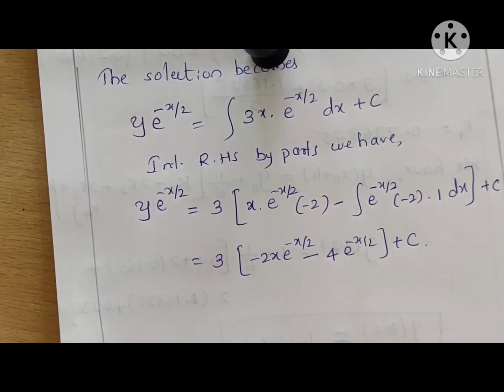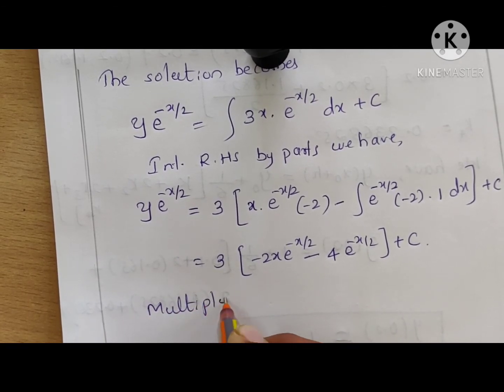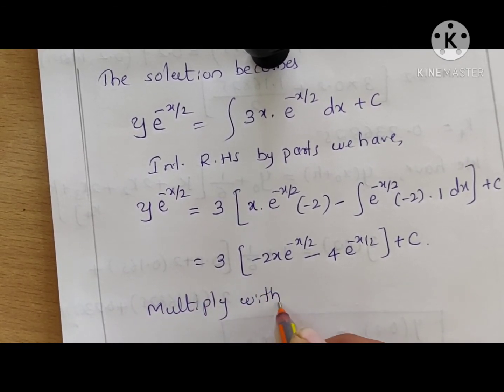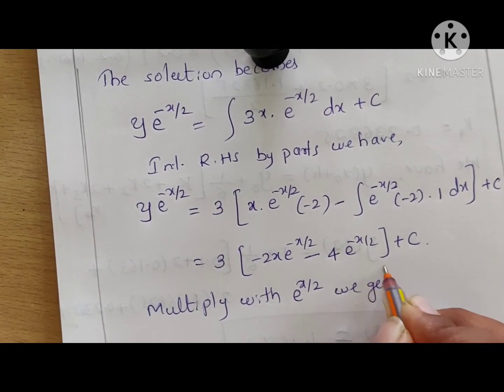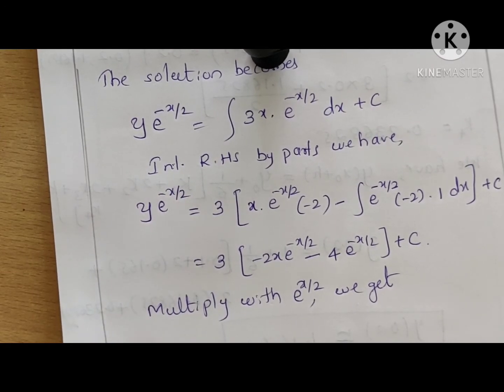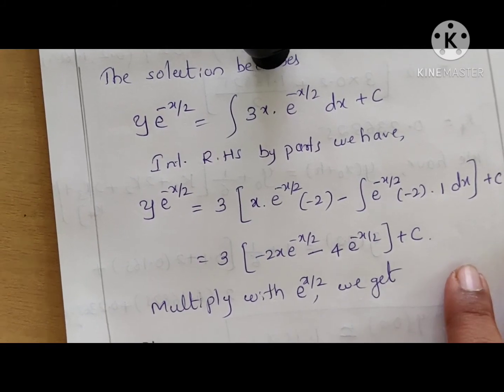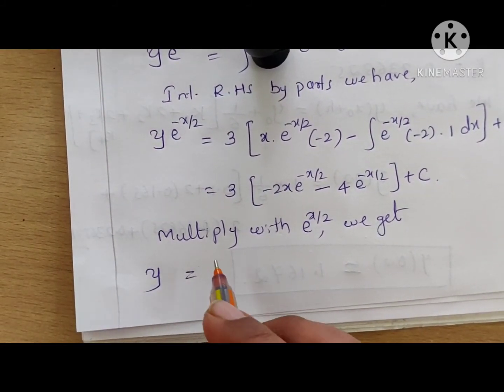Now what will you do? We multiply this whole equation with e raised to x by 2. We get in the LHS only y left when you multiply with e raised to plus x by 2.